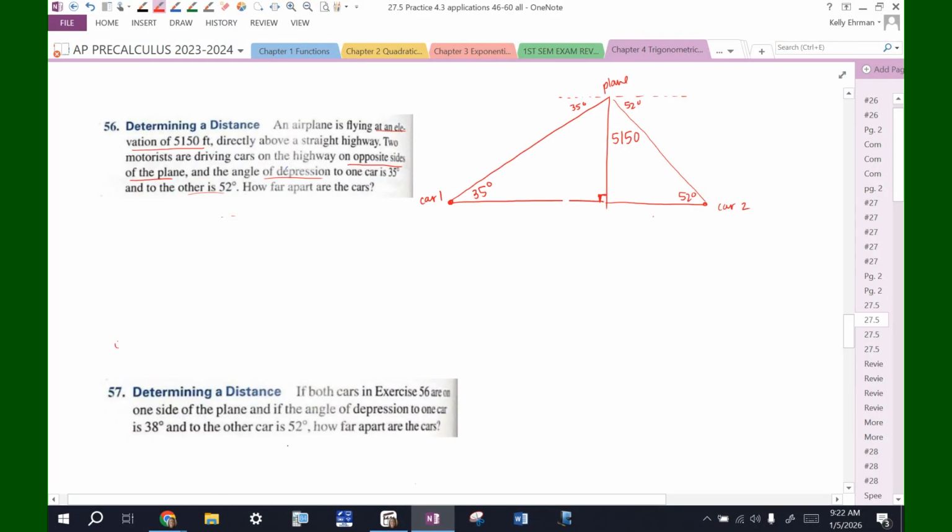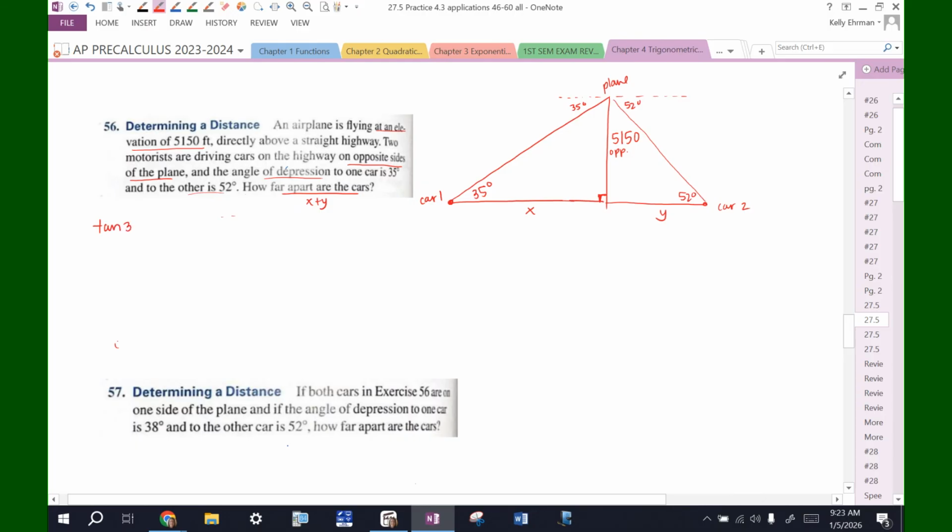How far apart are the cars? Well, I don't know this leg. I'm going to call it X. And I don't know this leg. I'm going to call it Y. The distance between the cars is X plus Y. I have an angle and I have a side opposite. And in both cases, the X and the Y are adjacent to those angles of elevation. So this should just be like the previous one, I think, or similar to it, I should say.